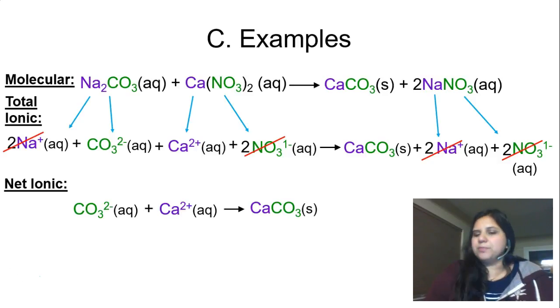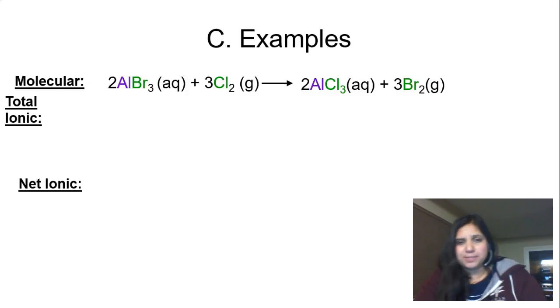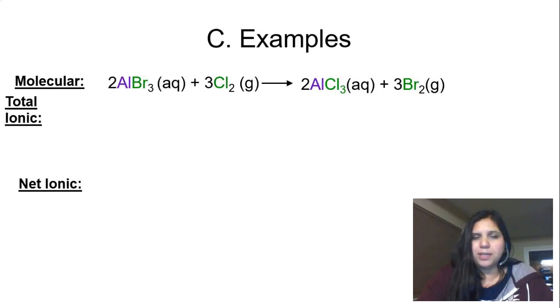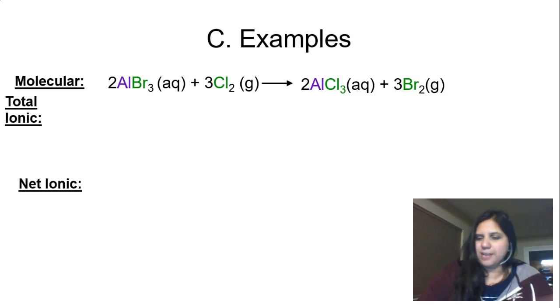All right, survived your first net ionic equation. Let's try another. Okay, so here we have a single replacement reaction with chlorine and aluminum bromide. The chlorine is replacing the bromine in the aluminum bromide compound. Okay, and it can do that because it's more reactive or active than bromine is.